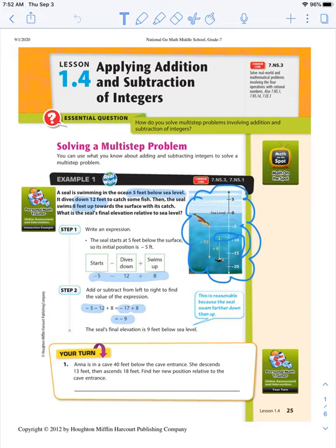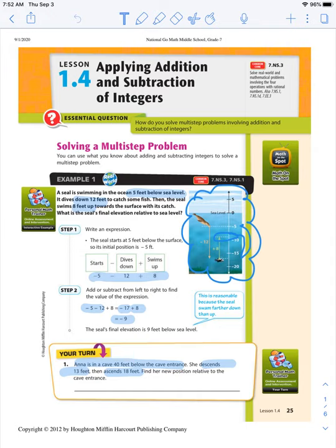All right, next example. Anna's in a cave 40 feet below the cave entrance. She descends, that means she goes down 13 feet, then ascends, or goes up 18 feet. Find her new position relative to the cave entrance.